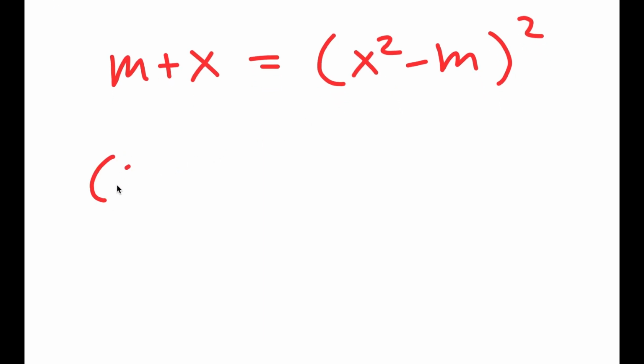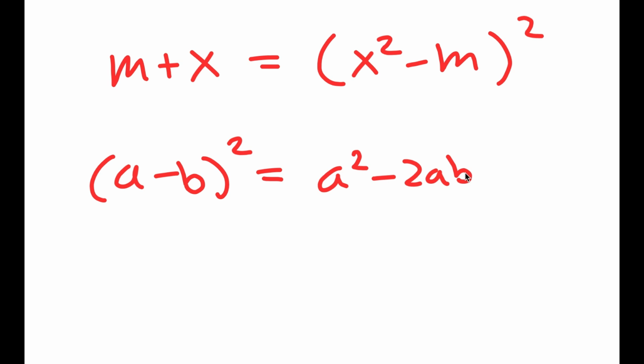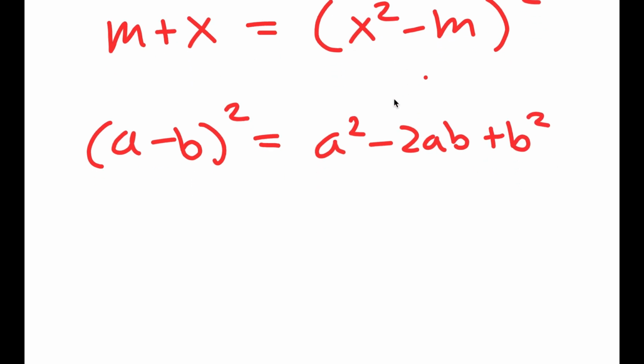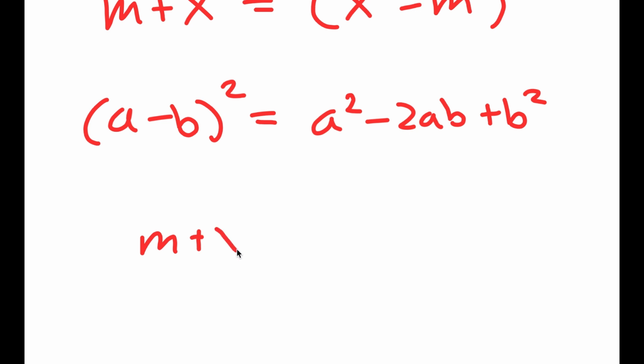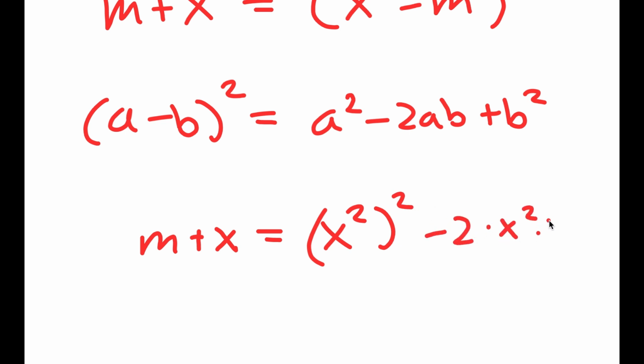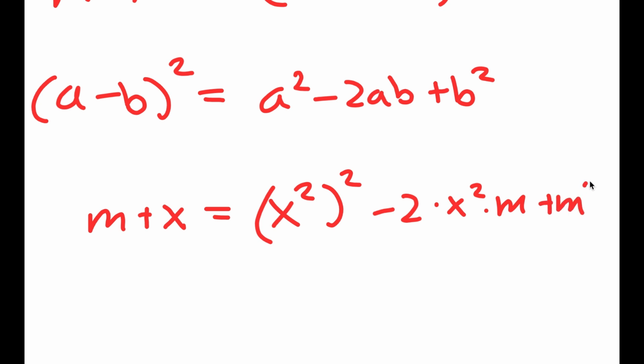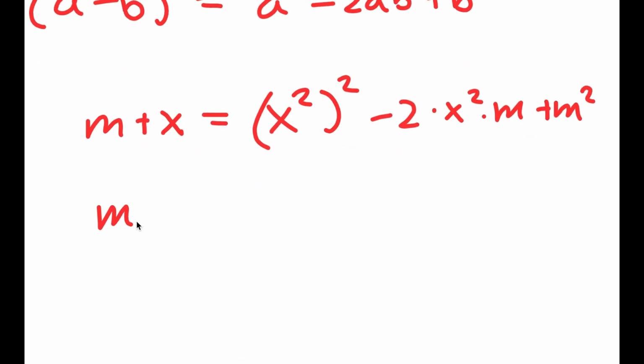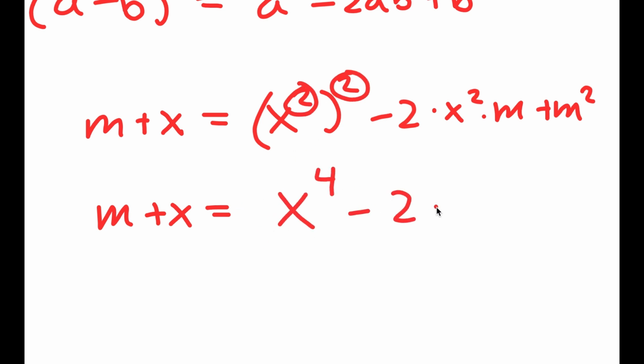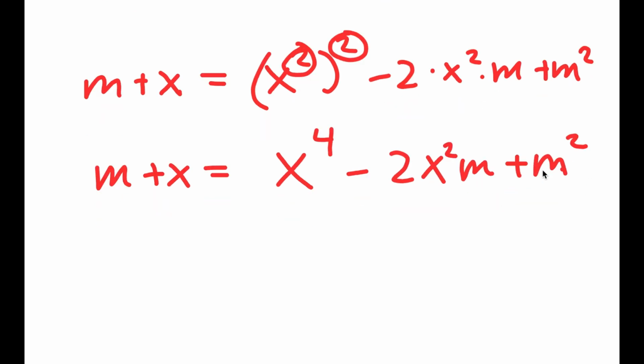Now, if I have something in the form (a minus b) squared, this is equal to a squared minus 2ab plus b squared. So (x squared minus m) squared is equal to (x squared) squared minus 2 times x squared times m plus m squared. And now for (x squared) squared, these two would just multiply. So this is equal to x to the power 4 minus 2 times x squared times m plus m squared.